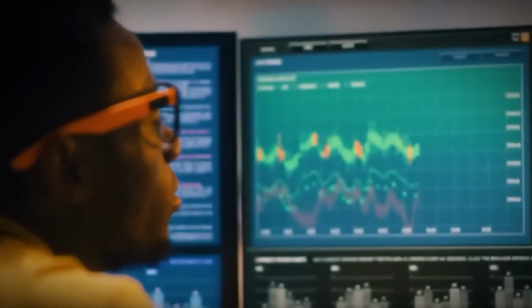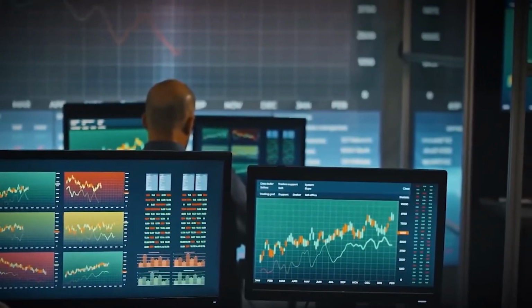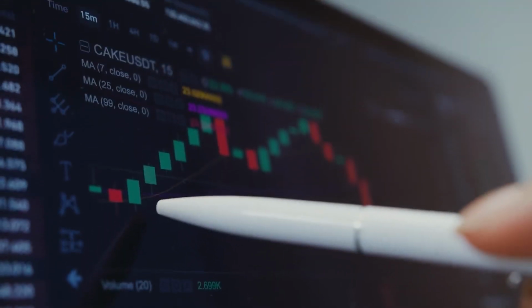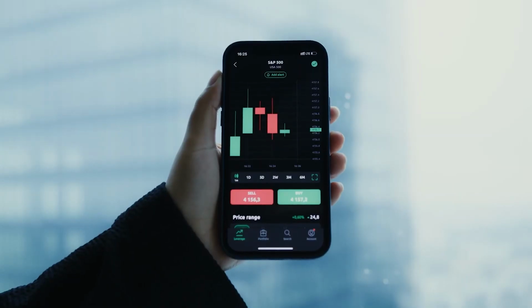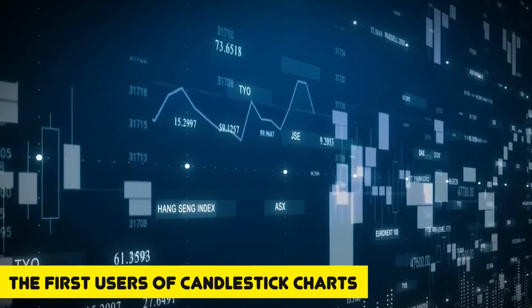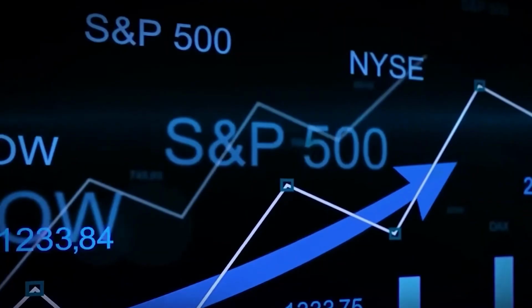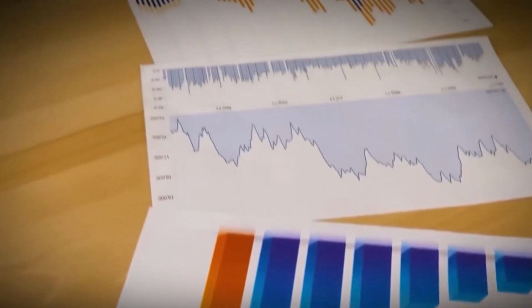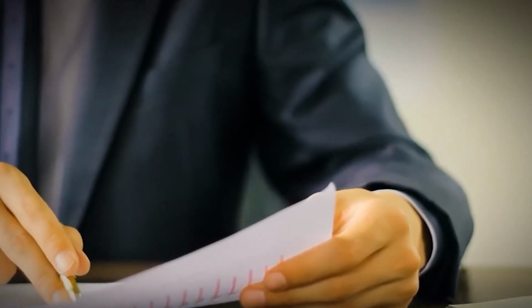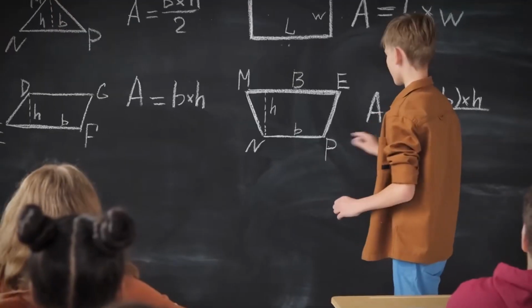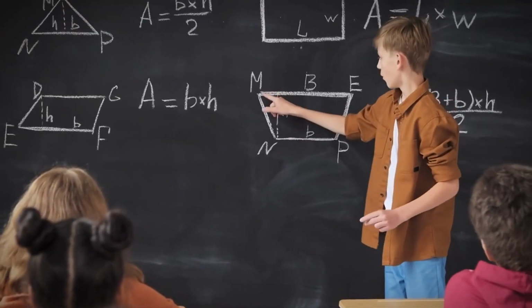Because the closing price is higher than the starting price, the green bars are referred to as buyer bars. Because the closing price is less than the beginning price, the red bars are referred to as seller bars. The first users of candlestick charts were Japanese rice dealers in the 18th century. The fact that they also provide the open, high, low, and close values for a certain time makes them comparable to OHLC bars. Candlestick charts, on the other hand, contain a box separating the open and closed price values.